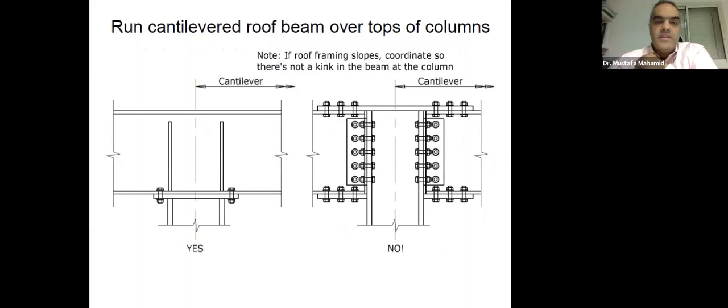And run cantilever roof beams over the top of the columns. So stop the column and run the beam over, versus if you run the column all the way to the top and connect it with top and bottom plates, like the figure on the right, there's a lot more labor and a lot more material in that one than the one on the left.